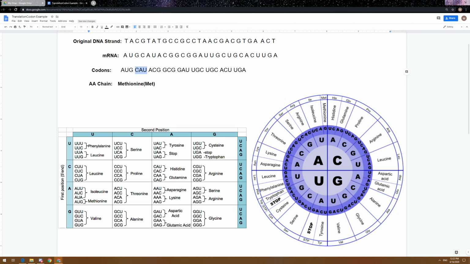So the next one, which is CAU. With our codon wheel we're going to start on the very inside and work our way out. So our first one is C, so we're going to start with the C in the middle, and then A is our second one. So in the second ring from C, you'll notice we have A, so we're in here, and then U is our next one, which is right there. So our next one is histidine.